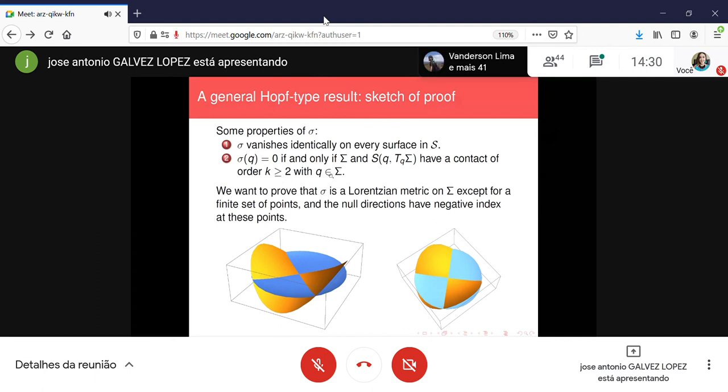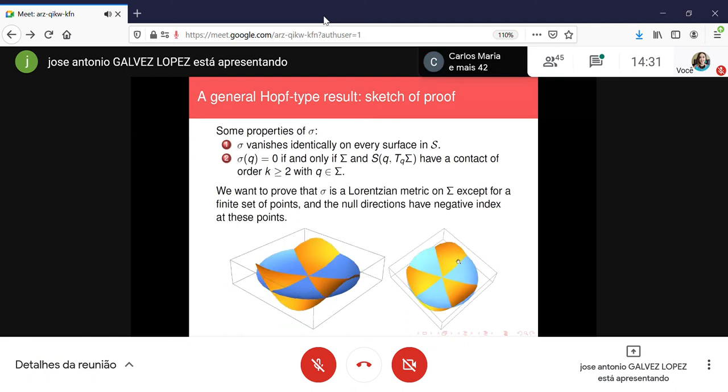We have an intersection between the immersed sphere and its tangent element of the transitive family, similar to these pictures. This picture is more or less the intersection between the immersed sphere sigma, locally of course, and the element in the transitive family that is tangent at the point Q. These are two different views. This is from above. As you can see, in these cases there are two lines of intersection corresponding to the null directions of the tensor sigma. In this case, sigma is a Lorentzian metric, and there are two null directions. These lines correspond at the point Q to the null directions of the tensor.